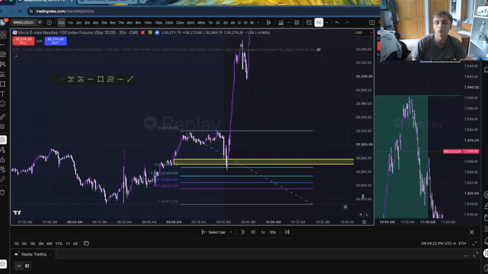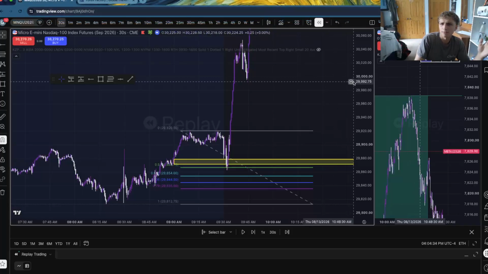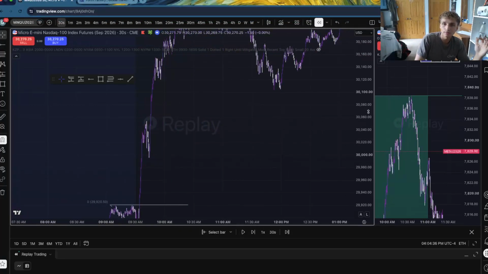Love displacement candles. Love them, guys. I will low-key not even enter a trade sometimes if I don't get a displacement. I get them all the time though, because my setups are just so beautiful.